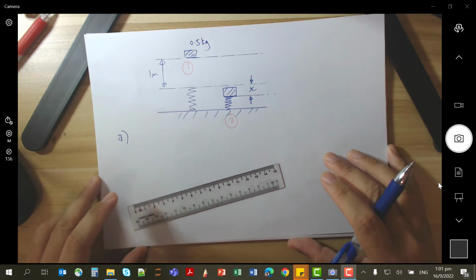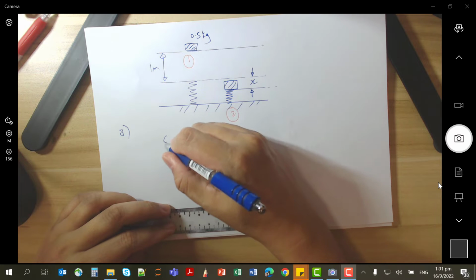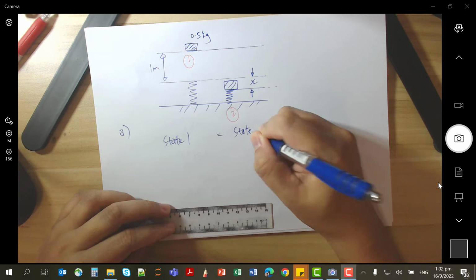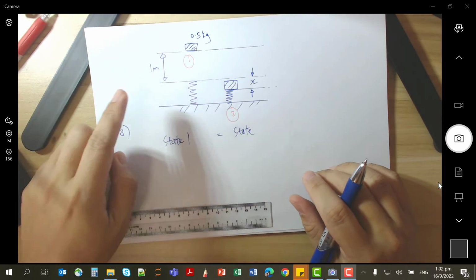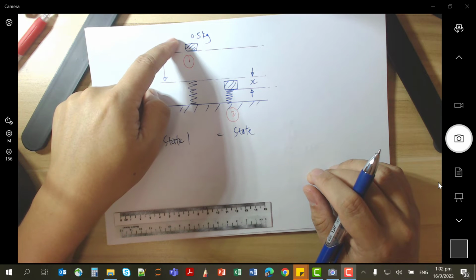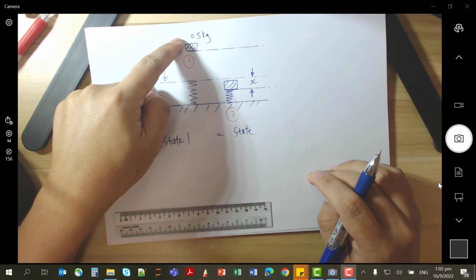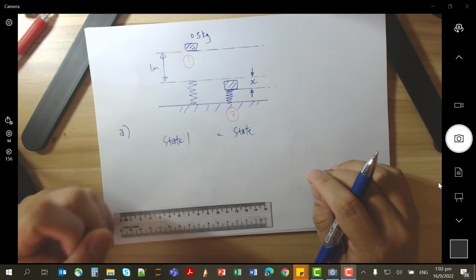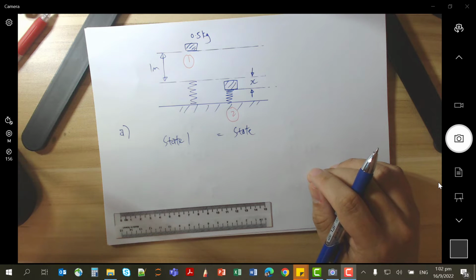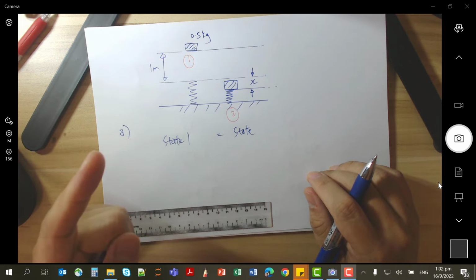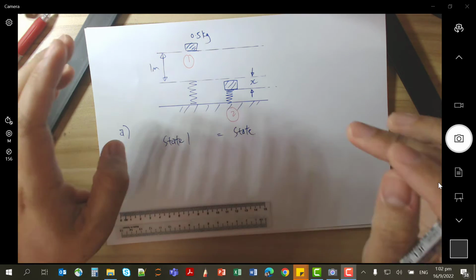Then you look at the energies. State 1 equals state 2. What energies do they have at 1 and 2? The first one is being released from rest, so there is no velocity, there is no KE, but there is a potential energy. The question is, where do you calculate the height from? This is where we use the zero potential energy line. You want to define it first before you calculate. It's always between the two states.